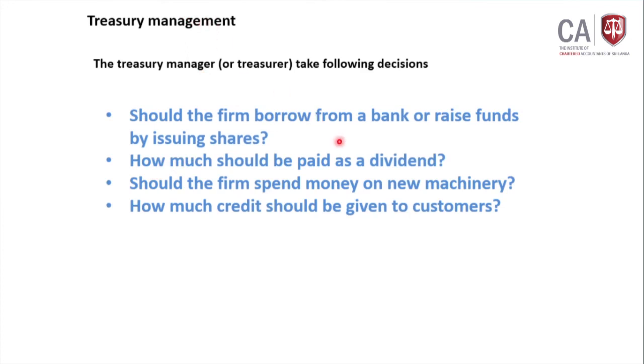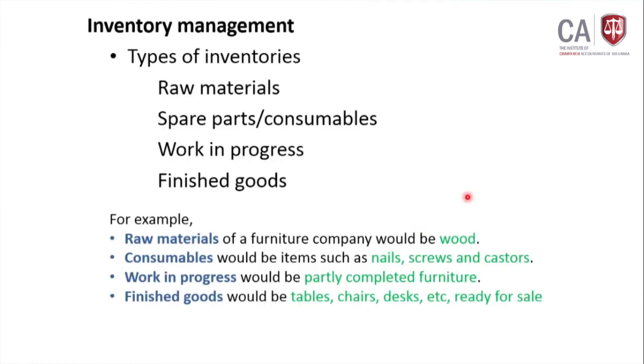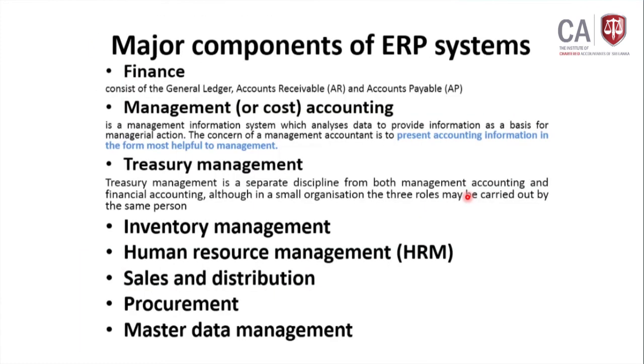When all these come into your mind, please remember that all these things are integrated as information in the ERP system. Of course, when taking decisions, the treasury management component will be assisting you. Inventory management, the other part of the ERP. Here we talk about major components: first one, second one, third one, and this is the fourth one, inventory management.